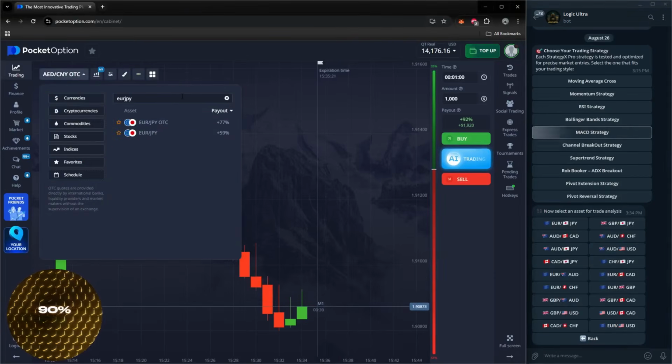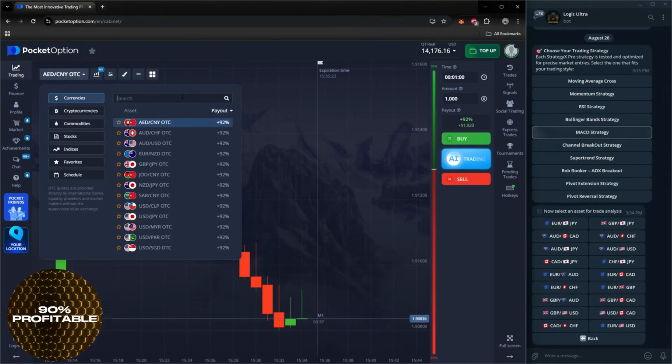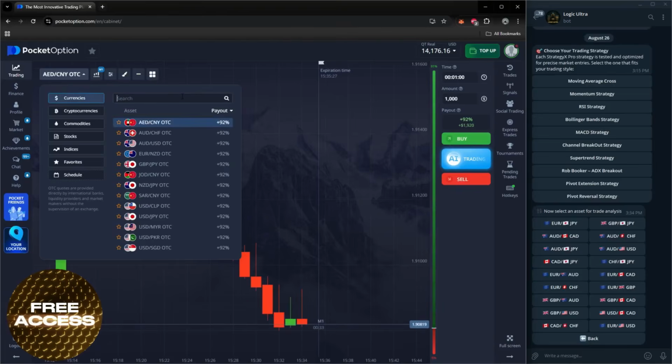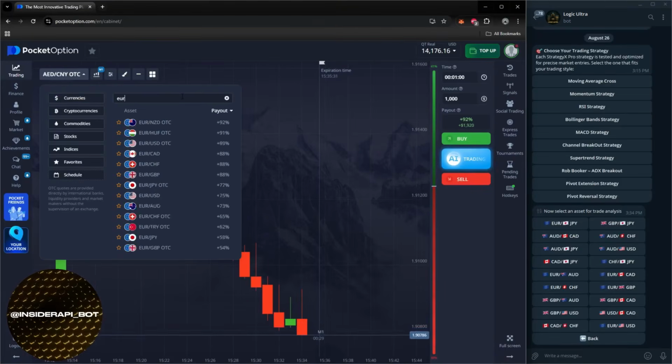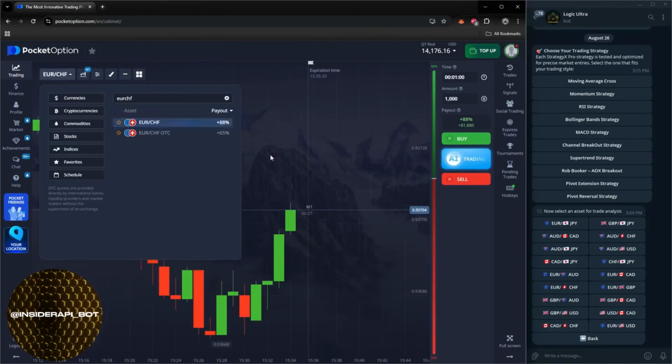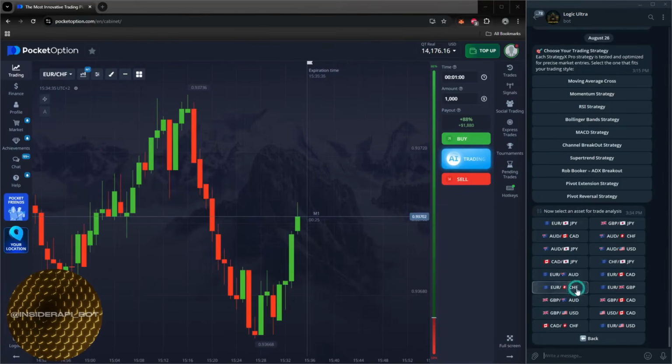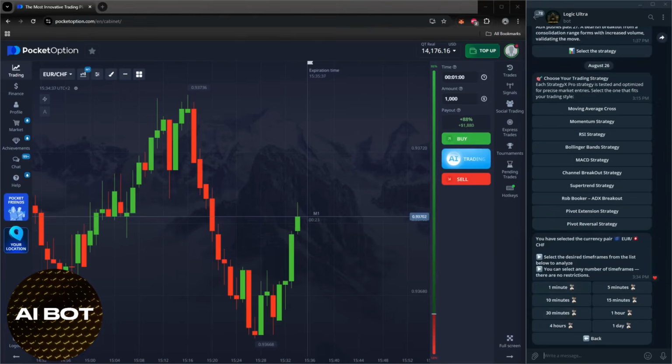This is the second step of trading with this robot. Just find an asset that has 80% plus payout, because you're going to eliminate a lot of risks. Try trading on higher payout assets. So let's go ahead, and it seems like we're going to go on Euro Swiss franc. So let's select it right here, and the next step is to select the time frame.